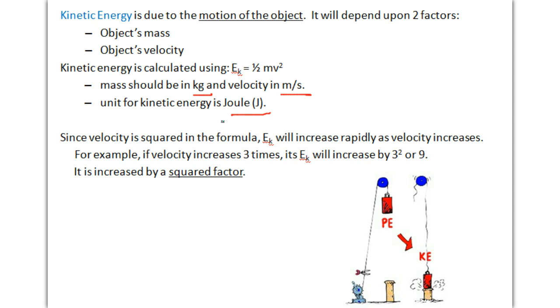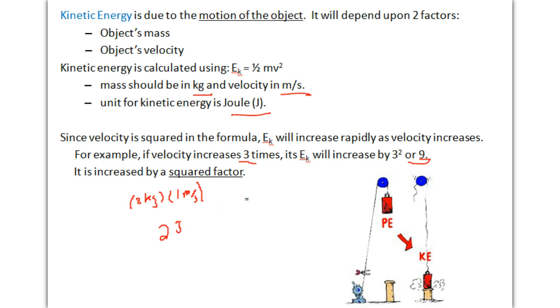Now this is what's called a squared formula. So we take notice here we have two variables. We have mass and velocity. If the velocity increases by 3 times, its kinetic energy will increase by 9. And here's the reason why you would get that increase. Let's say the mass of the object was 2 kilograms and its velocity was 1 meter per second. You would have 2 joules of energy.